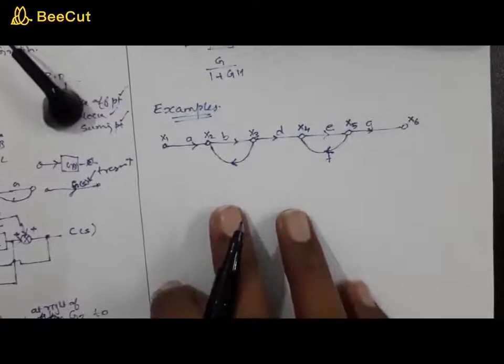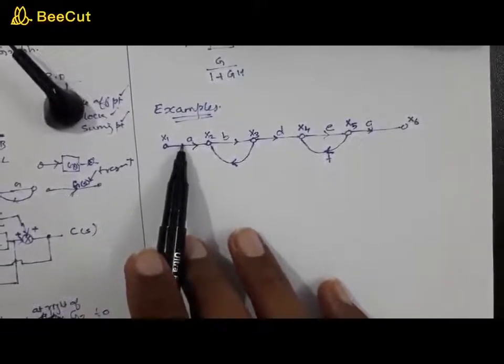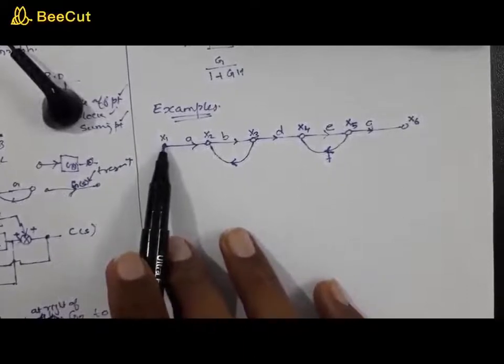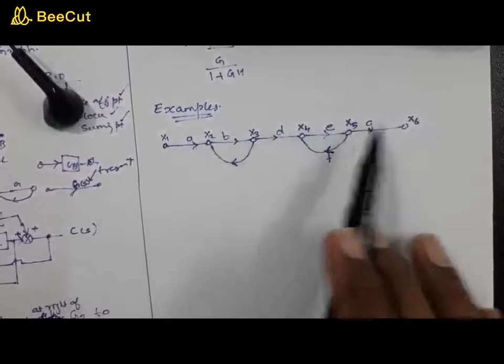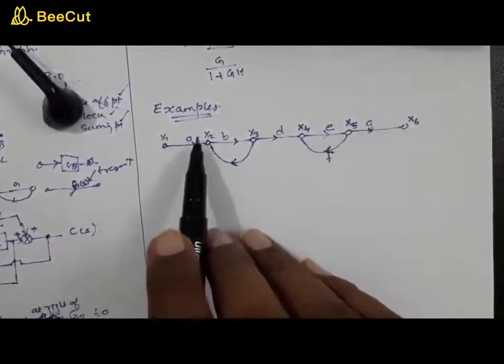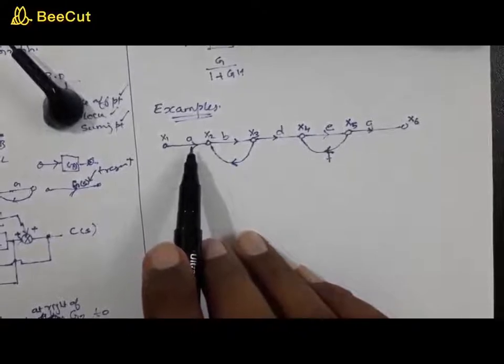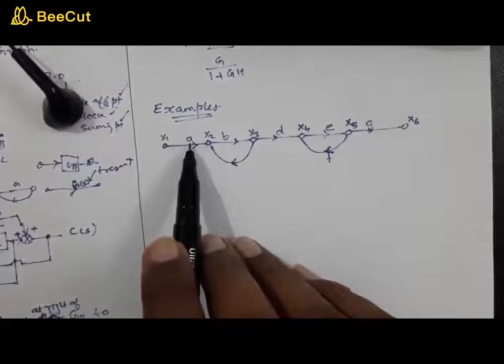Now look at this, an example of a simple SFG. What you can see is you have 6 nodes: x1, x2, x3, x4, x5, and x6. In between x1 and x2, you have a transmittance of A. So we need to understand that there is a block whose transfer function is A.